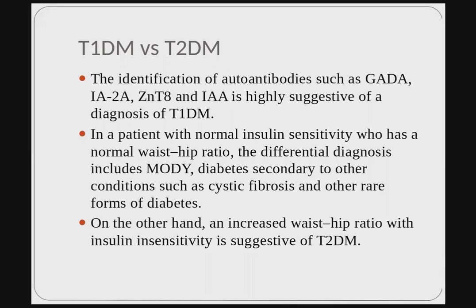So identification of autoantibodies such as GADA, IA-2A, insulin antibody, and ZnT8, IAA is highly suggestive of a diagnosis of type 1 diabetes mellitus. In a patient with normal insulin sensitivity who has a normal waist-hip ratio, the differential diagnosis includes MODY, diabetes secondary to other conditions such as cystic fibrosis, and other rare forms of diabetes. On the other hand, an increased waist-hip ratio with insulin resistance is suggestive of type 2 diabetes mellitus.